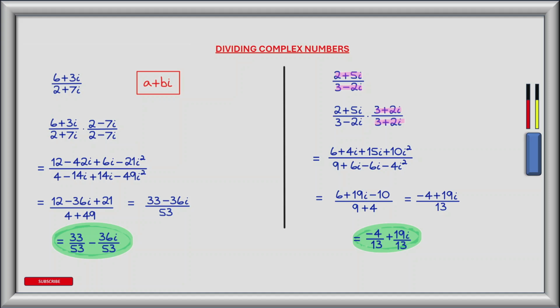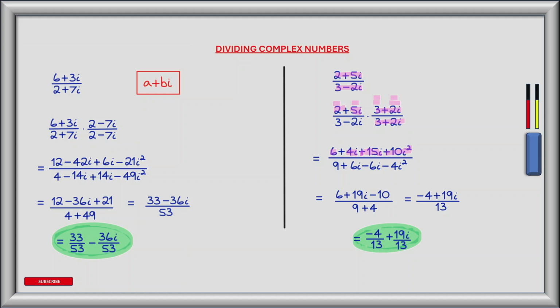And now if we multiply both numerator and denominator out, we have 2 multiplied by 3, which gives us 6. 2 multiplied by 2i gives us 4i. 5i multiplied by 3 gives us plus 15i. And 5i multiplied by plus 2i gives us plus 10i squared.